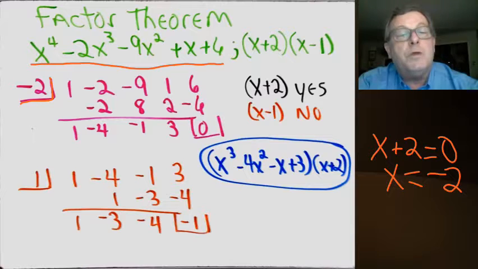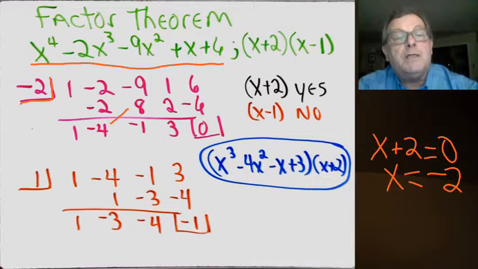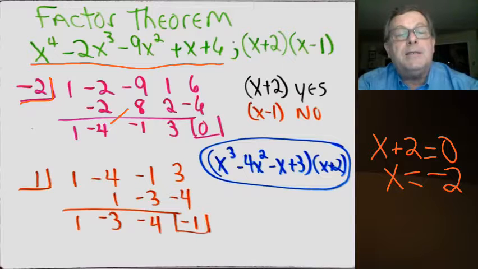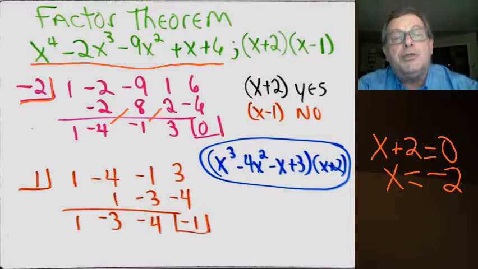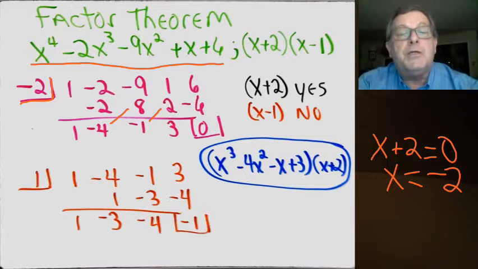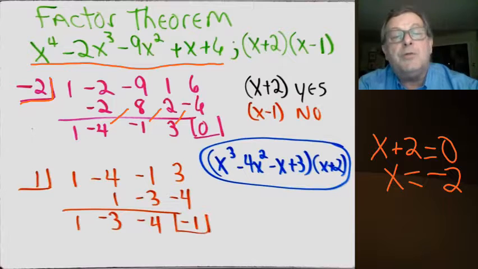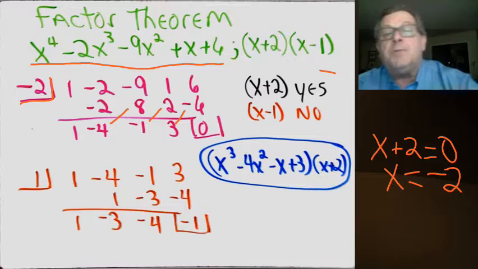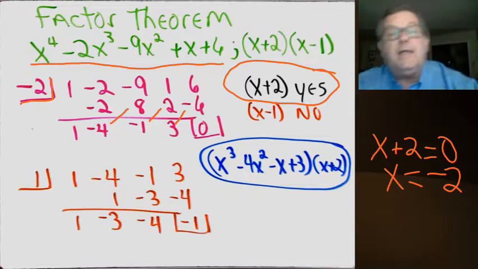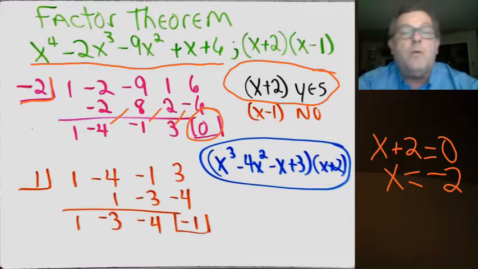Minus 2 times 1 is minus 2. Minus 2 times minus 2 is minus 4. Minus 2 times minus 4 is 8. Minus 9 plus 8 is negative 1. Minus 2 times negative 1 is 2. 1 plus 2 is 3. Minus 2 times 3 is negative 6. And 6 minus 6 is 0. So x plus 2, yes, it is a factor because we have a 0 remainder.